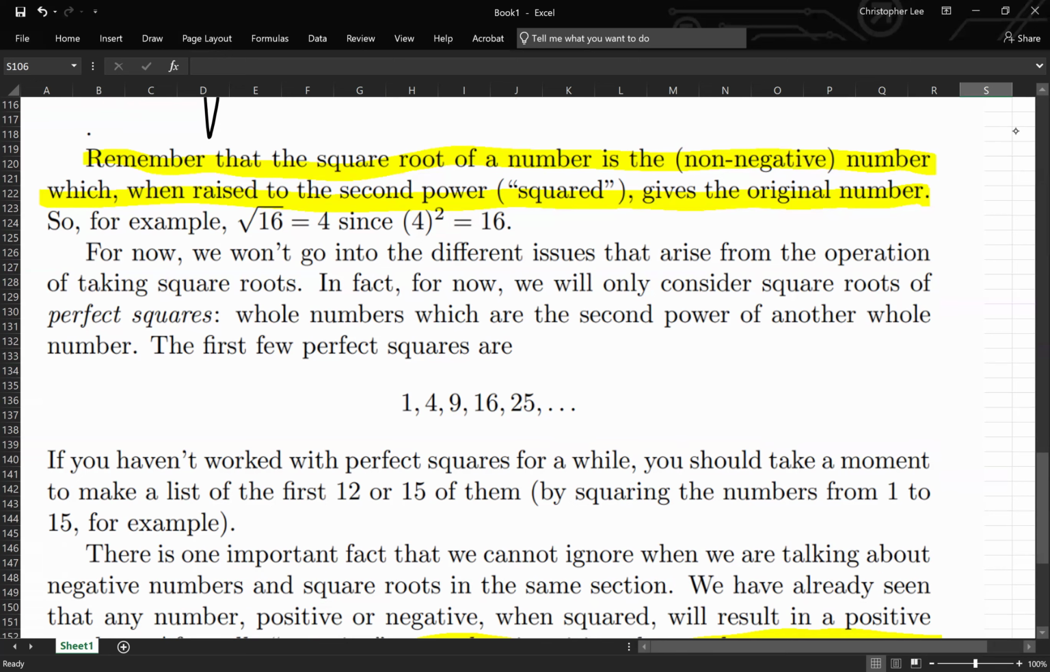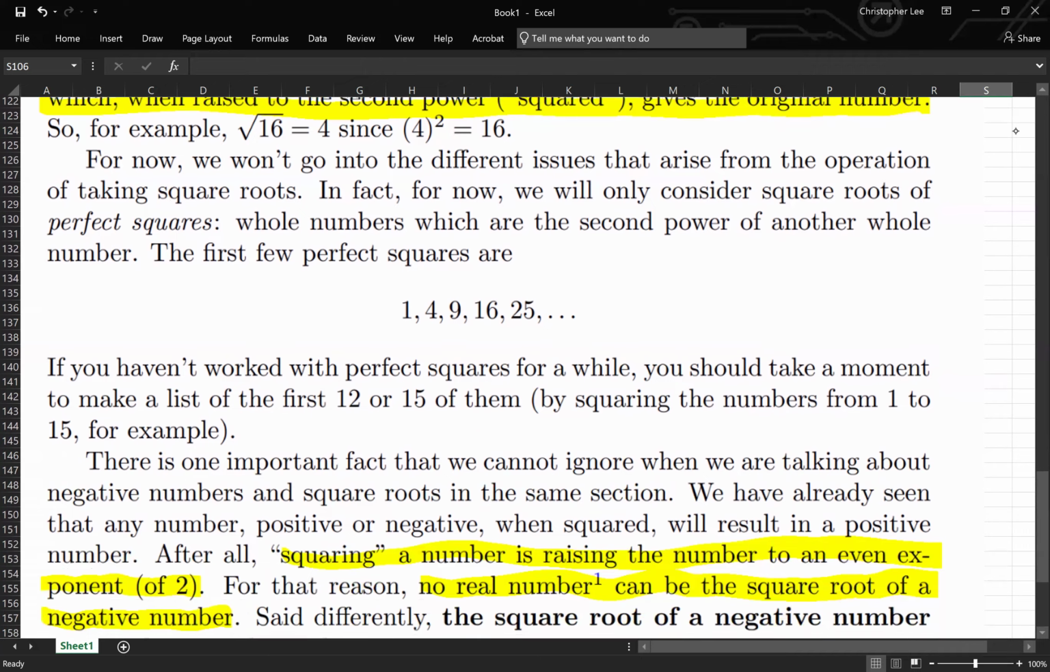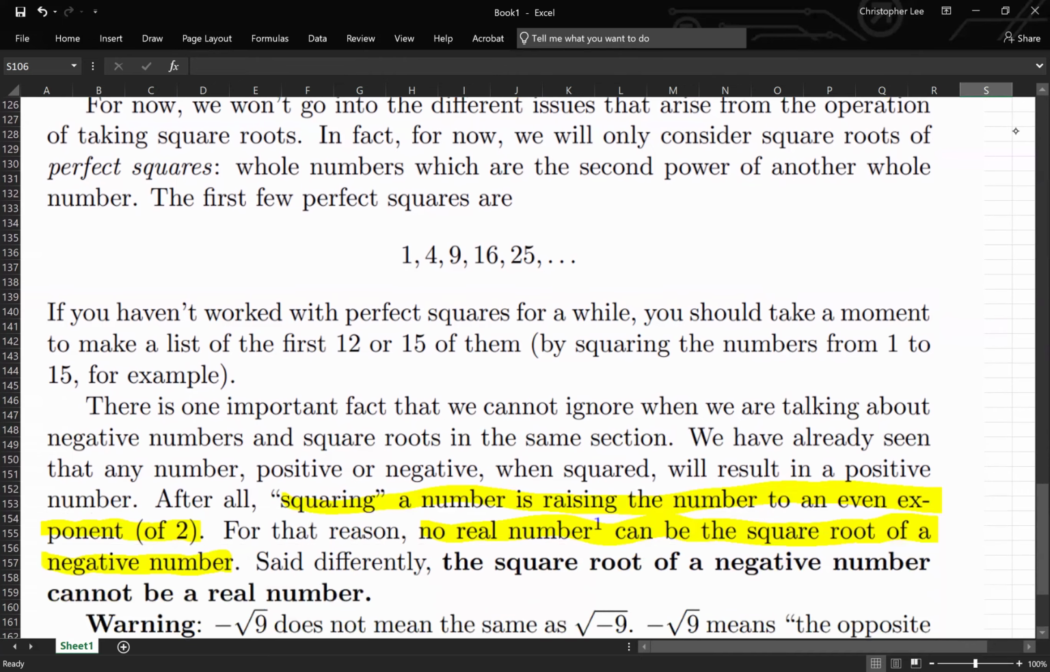Welcome in. All right. There is one important fact that we cannot ignore when we are talking about negative numbers and square roots in the same section. We have already seen that any number, positive or negative, when squared, will result in a positive number. After all, squaring a number is raising the number to an even exponent of 2. For that reason, no real number can be the square root of a negative number. It's illegal to take the square root of a negative number.